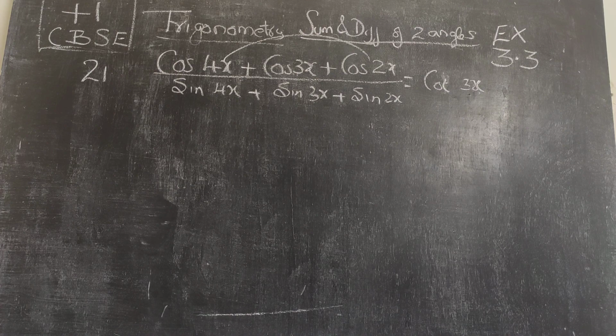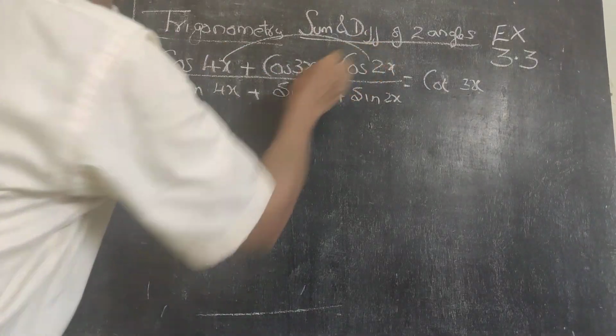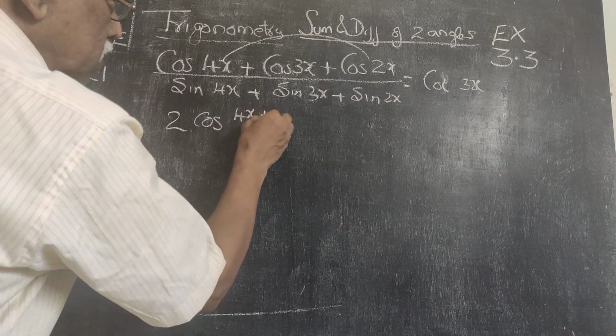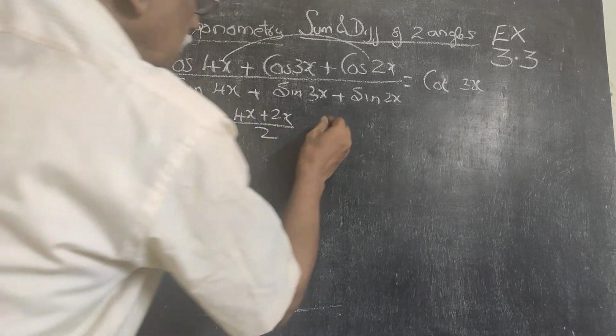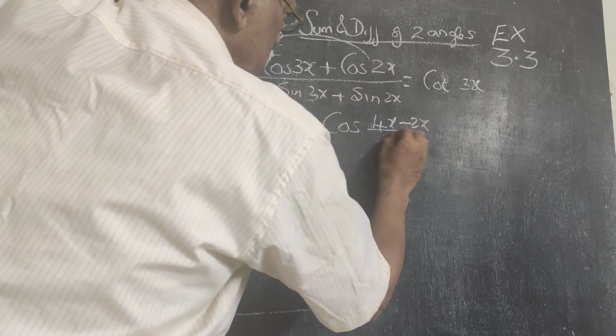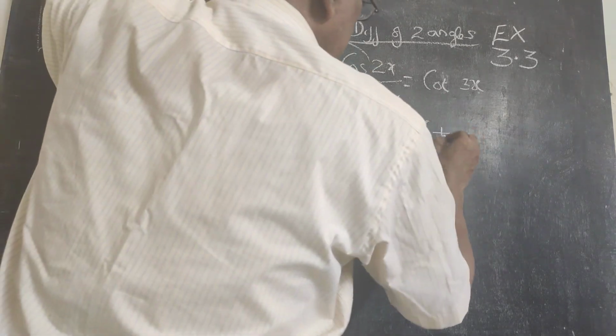When you are taking (x plus y)/2, by combining this way, 4x plus 2x, 6x by 2, I will be getting 3x, which is already there. So I can take that cos 3x as common. So only for that I am clubbing cos 4x and cos 2x and applying the formula. Cos 4x plus cos 2x is 2 cos (4x plus 2x)/2, and again cos (4x minus 2x)/2. In addition to that, cos 3x is there.